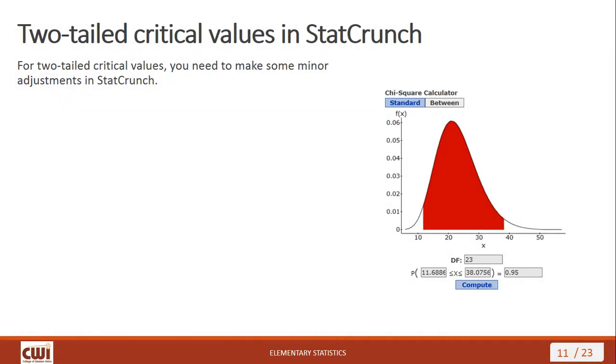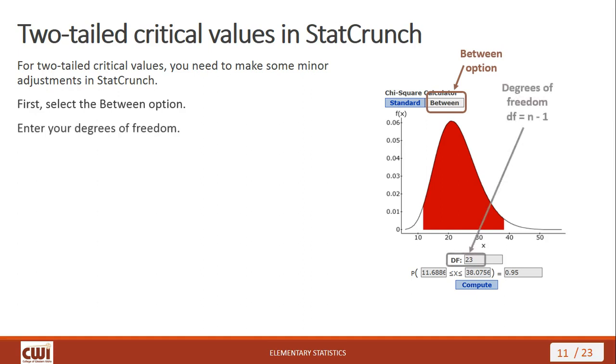If we have a two-tailed test in StatCrunch, we're going to make a slight adjustment, but we'll still continue to use the chi-squared calculator. When we do, we're going to select the between option up at the top of the calculator. Now remember, when you select that between option in a StatCrunch distribution calculator, you're looking at the area in between the tails.